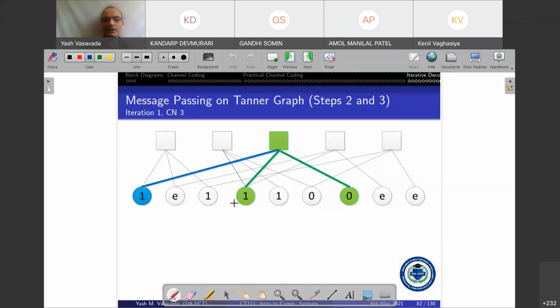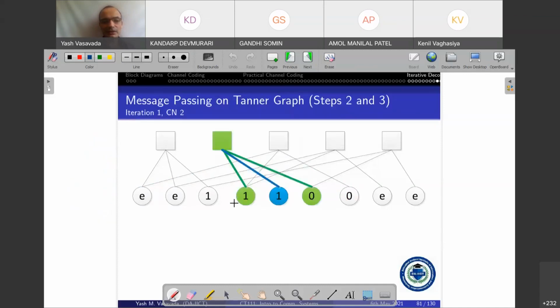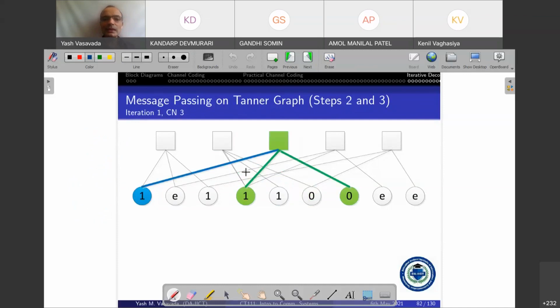Let us look at one more example. So remember, even the first bit was erased. So when we go to CN number 3, CN3 would have received messages of 1 and 0 from these two other VNs that are connected to it. And so it will tell the first VN that you are 1. So the first VN will now be unerased.